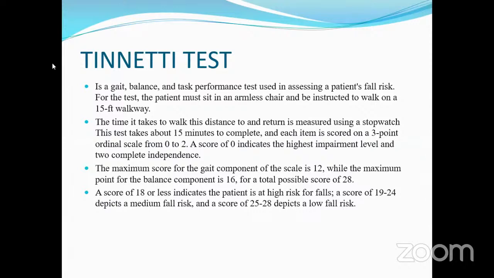So if you test somebody with the Tinetti test, if it's scored 19 to 24, that means there is a medium fall risk. 25 to 28 means that the patient has a low risk of fall. But if somebody scores 18 or less, that person is at high risk for fall. That means that person with high risk for fall has to be referred for further treatment, physiotherapy, in order to prevent fall in this patient.